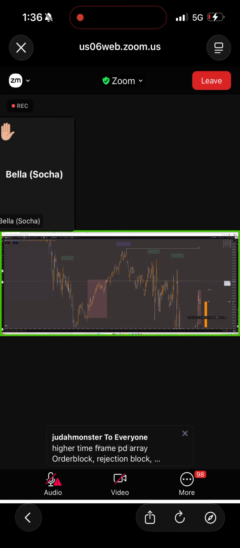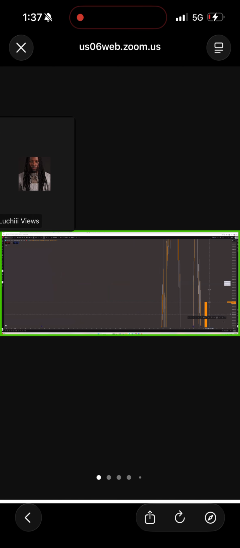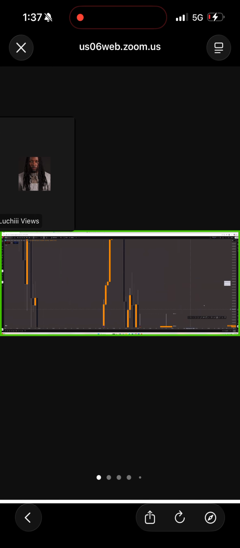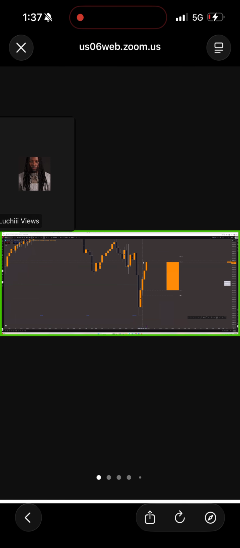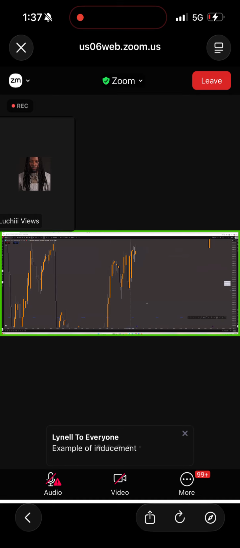Okay. And then you also said that the liquidity has to be inside of the gap. No, it could be going in. It could be on the outside of the gap. Yeah, as long as it's near the gap, that's the biggest thing. It has to be near it. Can you show me an example of that? So let me go to the 1 hour time frame and see if we can find an example of that.